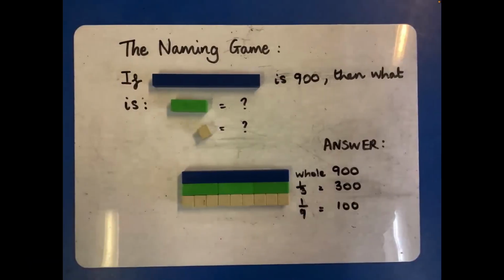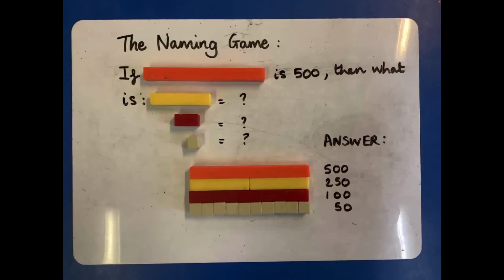If blue is 900, then green is a third, because there are 3 of them. 300 900ths. And a white is worth 100. 100 900ths. And here's the last one.